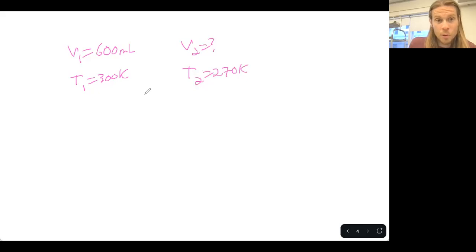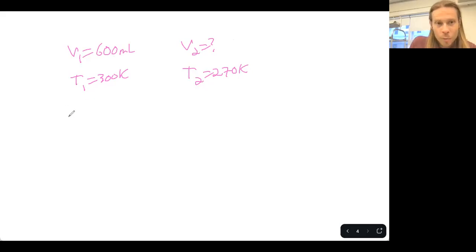And then let's calculate it. So V1 was 600 milliliters. T1 is 300 Kelvin. V2 is the question mark. T2 is 270 Kelvin. If you see the ratio, you might be able to do this in your head. This is a 10-to-9 ratio, so therefore this should be 540. But we can set it up.